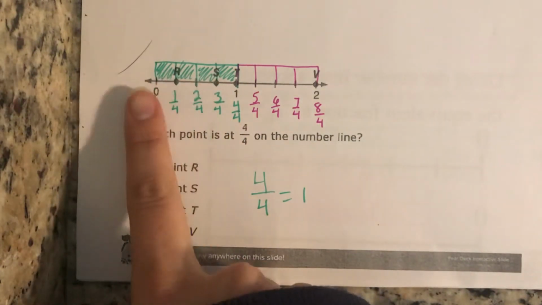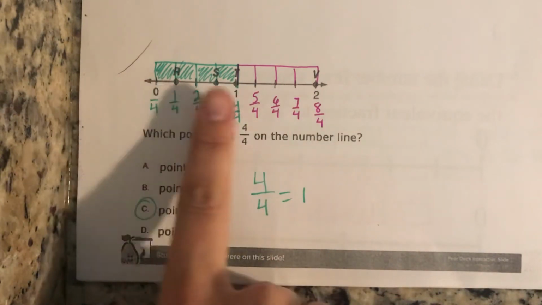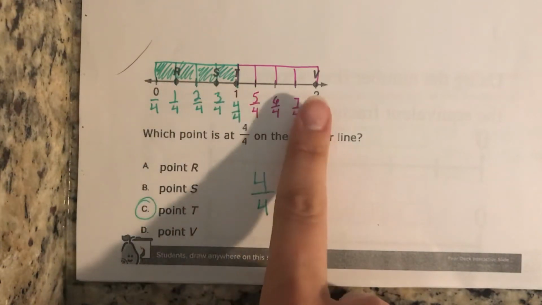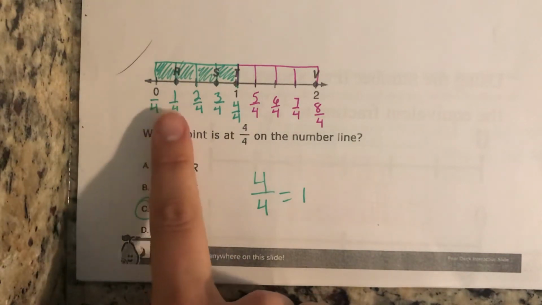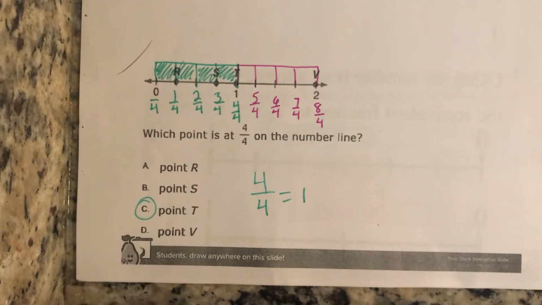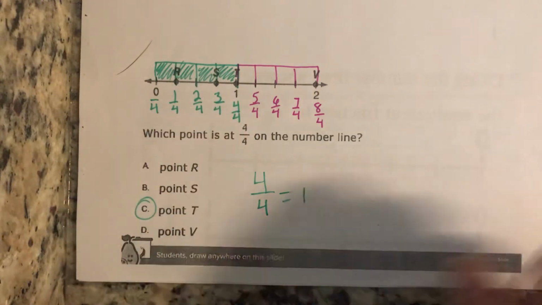Each part though, from 0 to 1 and from 1 to 2, is considered one whole. So from 0 to 1 it needs to be split into 4 parts, and then from 1 to 2 you could split into 4 parts. But if I start labeling them with fourths, I would see that 4/4 lines up with the number 1, and the letter at number 1 is T.